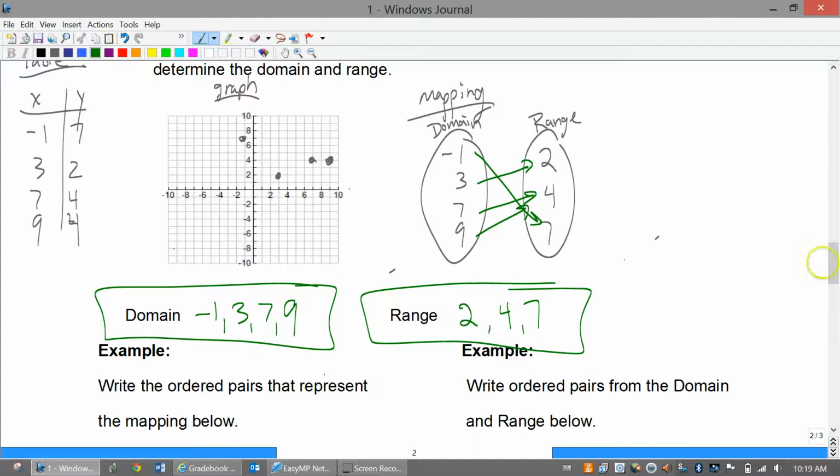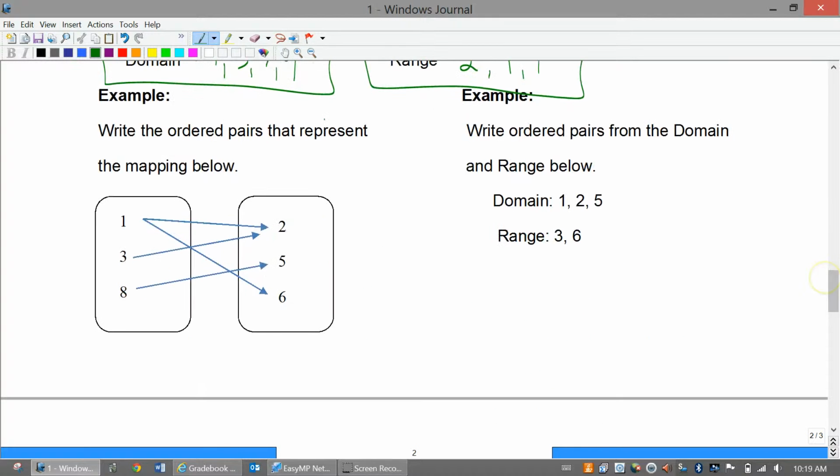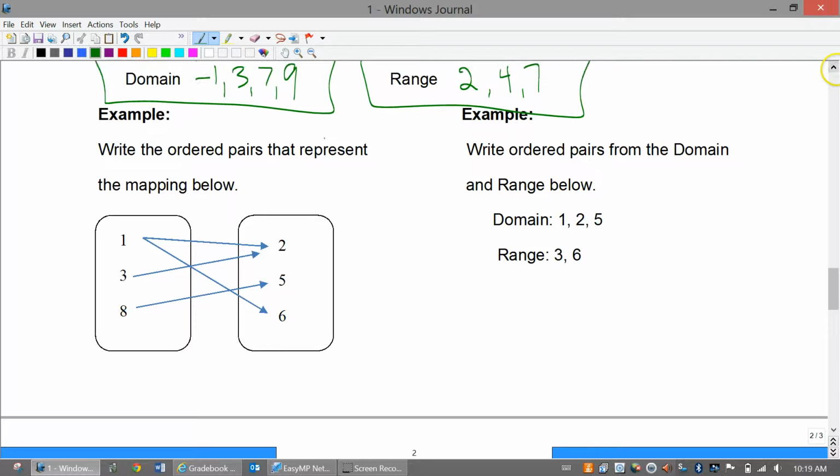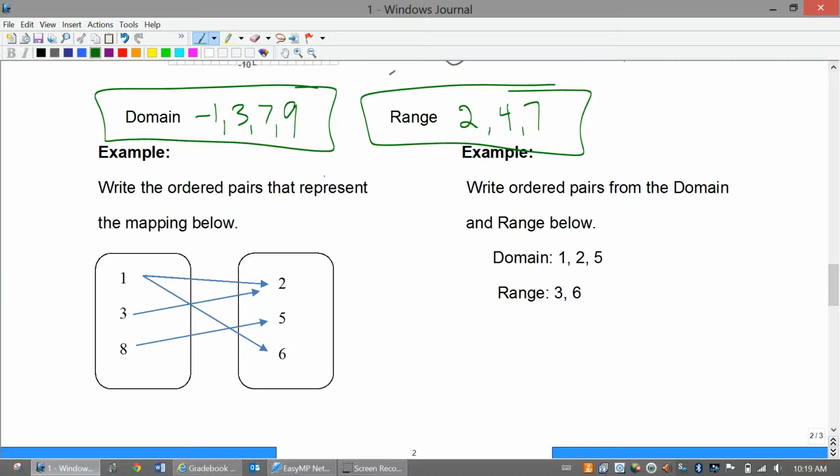All right. Now what I want you to do with your study teams is answer these two questions, these two examples. Okay. On the second one, there's not one specific answer. There's multiple answers for the second version. You just need to make sure you qualify for the constraints that you're given. Make sure you hit all the domains. Make sure you hit all the ranges.